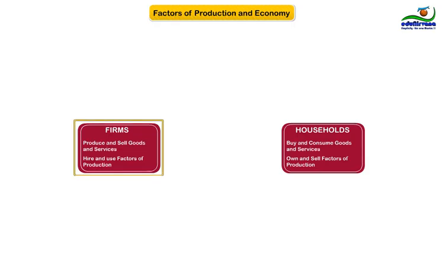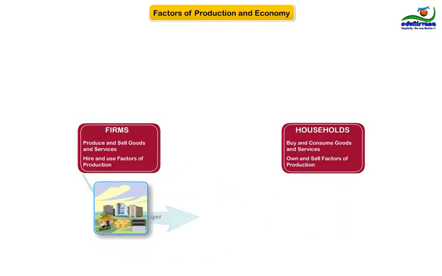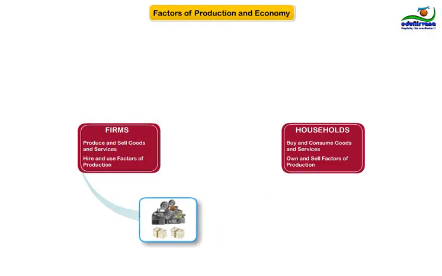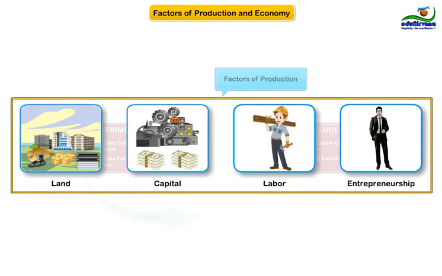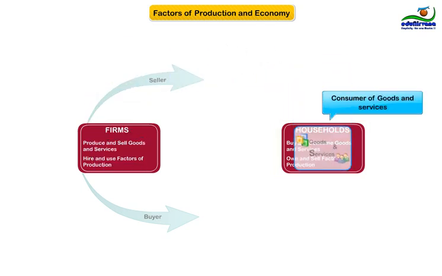Firms, like all our businesses, produce goods and services using inputs such as labor, land, capital, buildings and machines, and entrepreneurship. These inputs are called the factors of production. Households own the factors of production on one hand and consume the goods and services that the firms produce on the other.